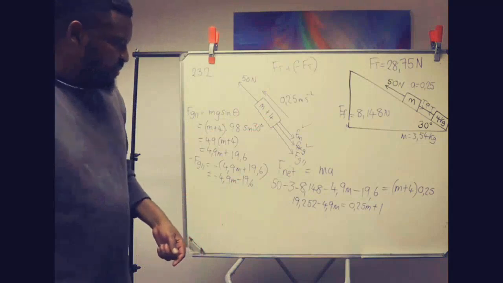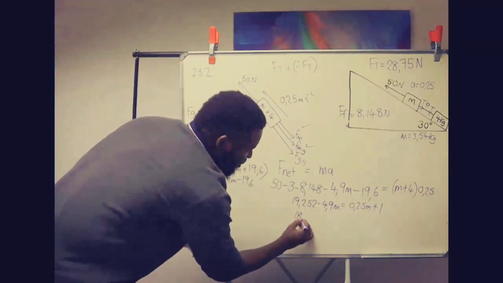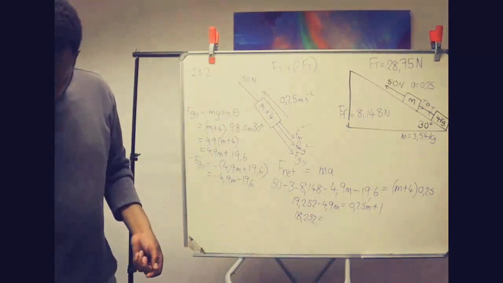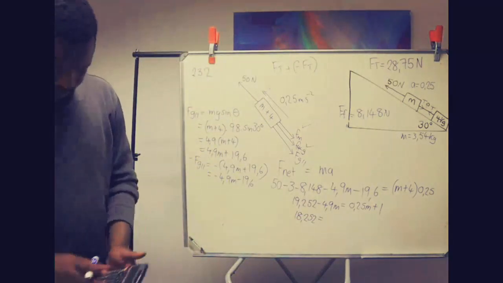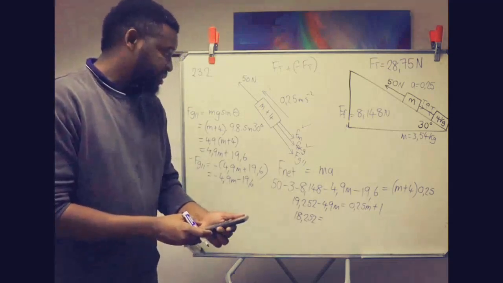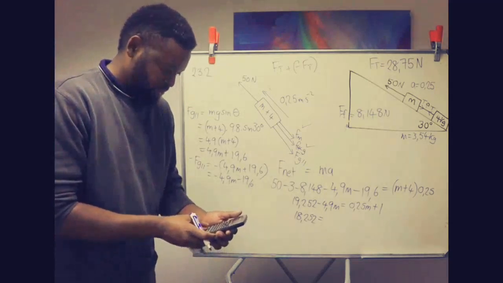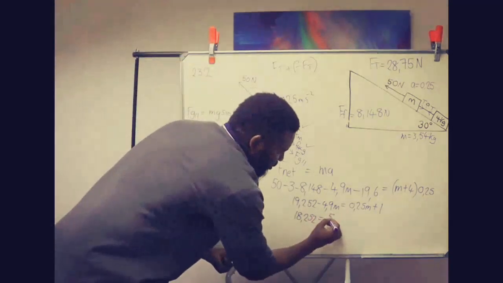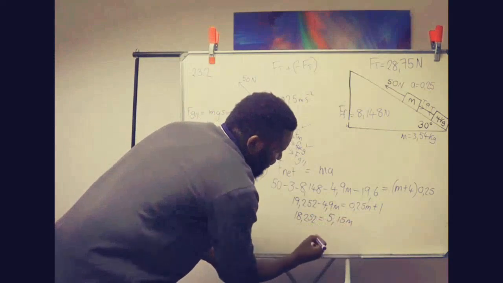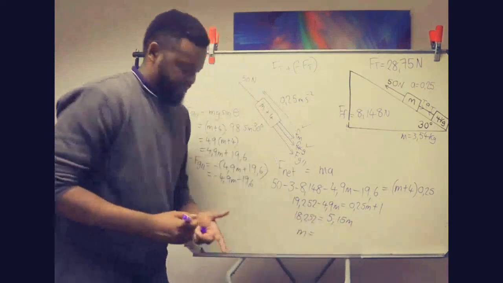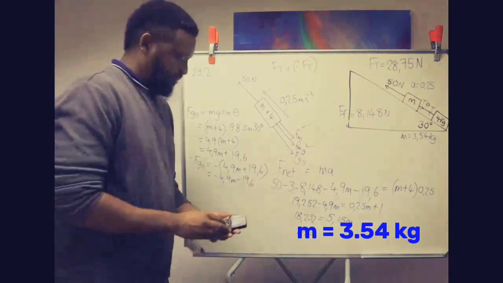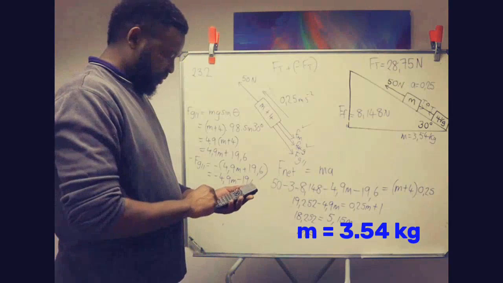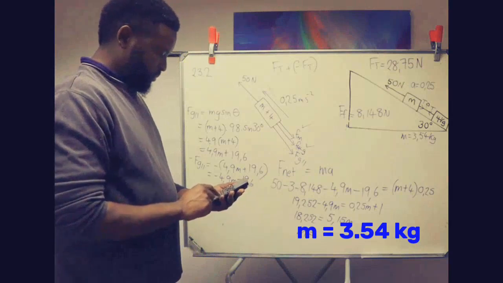So 19.252 divided by 1 becomes 18.252 is equal to 4.9 plus 0.25, 5.15. Divide by 5.15. We've seen that calculation in the previous step. So 18.252 divided by 5.15.